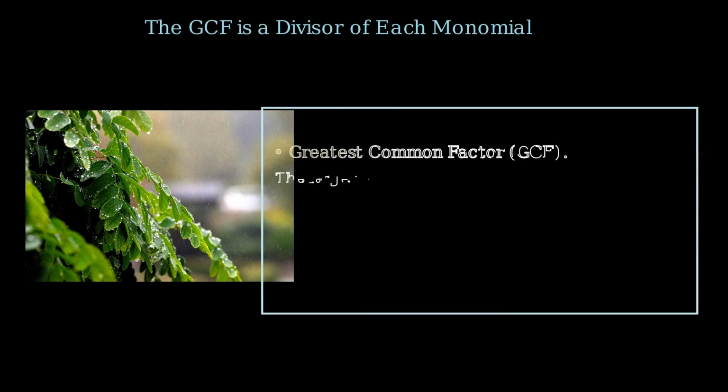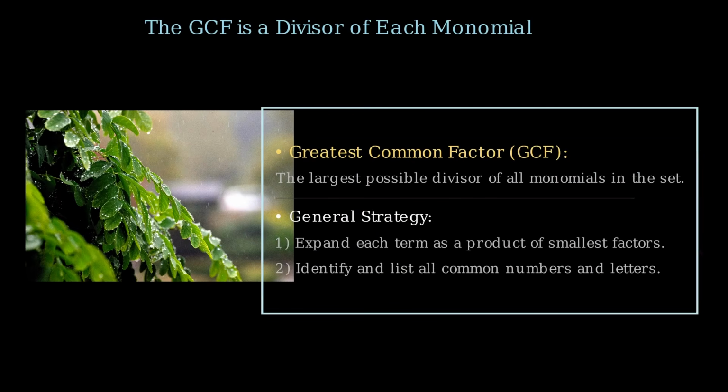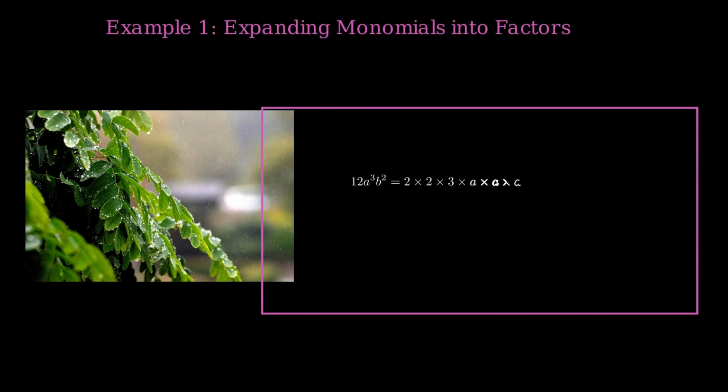Let's explore how the greatest common factor, or GCF, serves as a divisor. The greatest common factor of a set of monomials is the largest possible divisor of all monomials in that set. To find it, a great strategy is to break down each expression into its smallest prime components and then gather the matching parts shared by all of them. Let's practice example 1 with our brand new set of expressions.